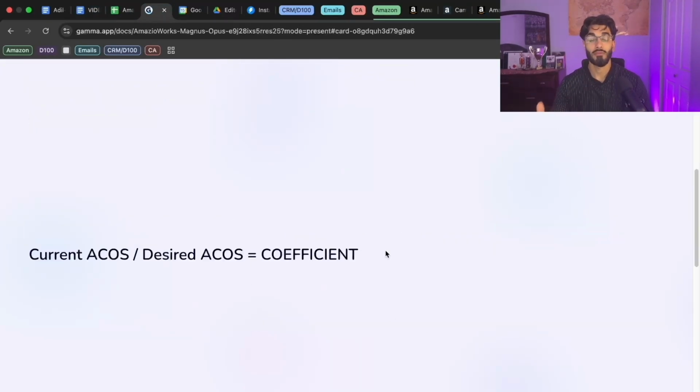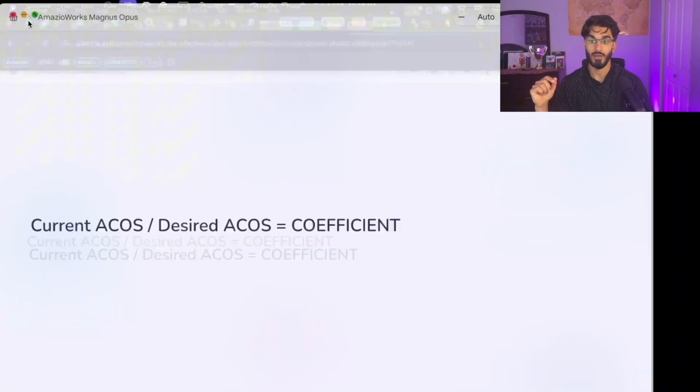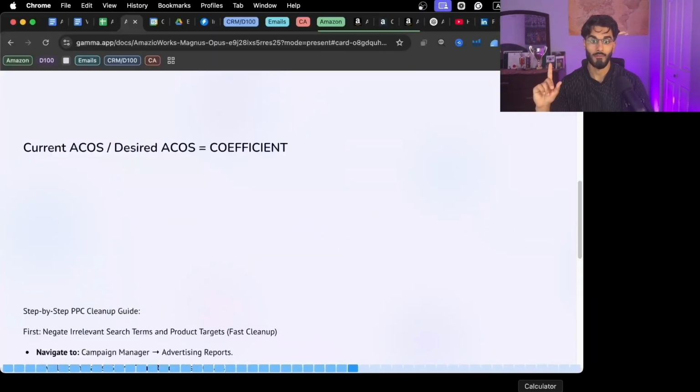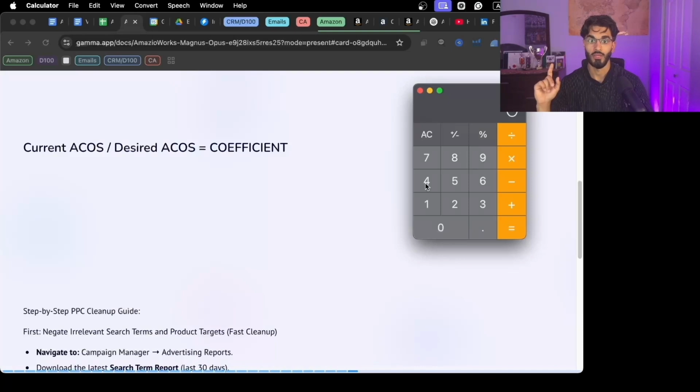So now the next thing we have to figure out is our coefficient. Now our coefficient is what we're going to use to manage bids and adjust it or increase it. So to get this, it's your current ACOS divided by your desired ACOS. So for example, this account, our current ACOS was about 40%. So I'll show you this real time. So we're going to 40% and our desired ACOS was at around 30%. So 40 divided by 30%. So that gives us 1.33. Now we're going to use this number. So make sure you save your coefficient because this is how we're going to manage bids and adjust everything.